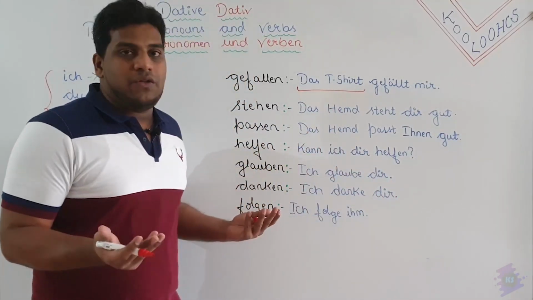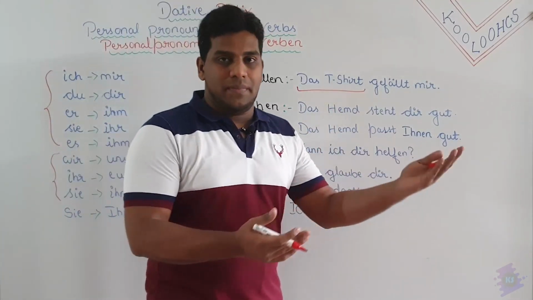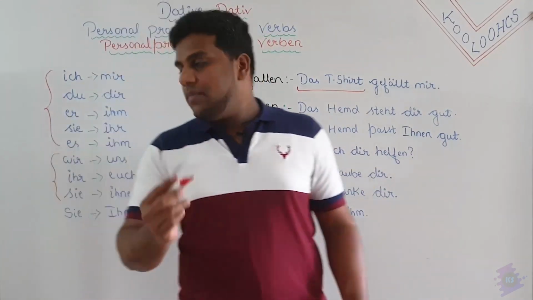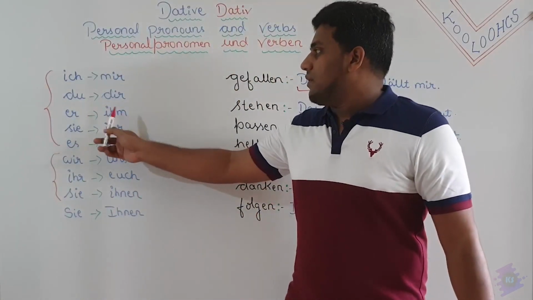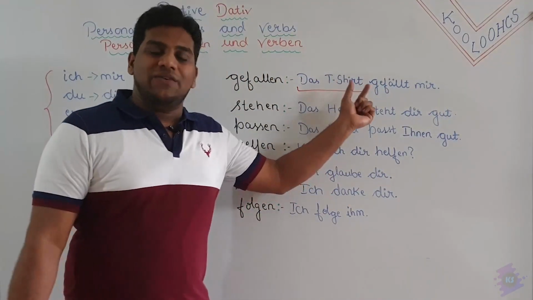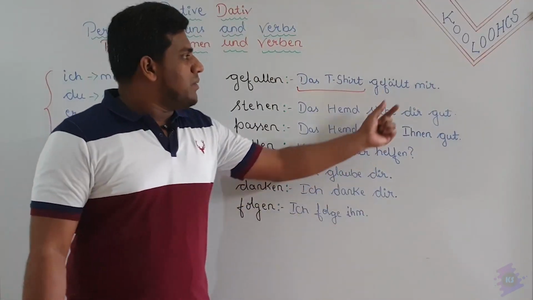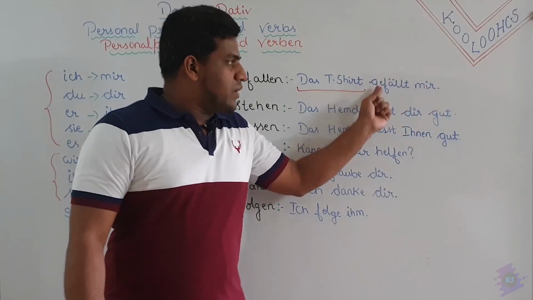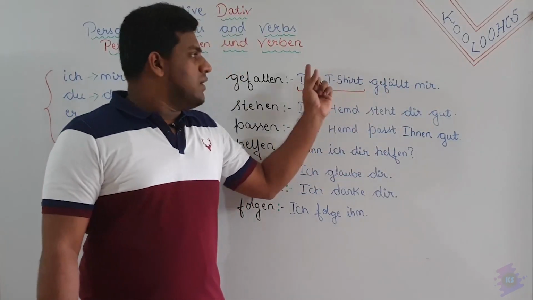Or if I want to say the T-shirt pleases him, what is him? Him is ihm, right? I should say Das T-shirt gefällt ihm. You can say anything here, but this verb should be conjugated according to the subject.